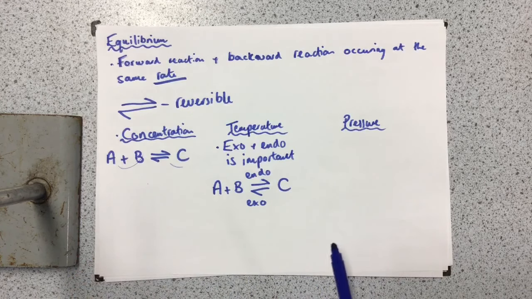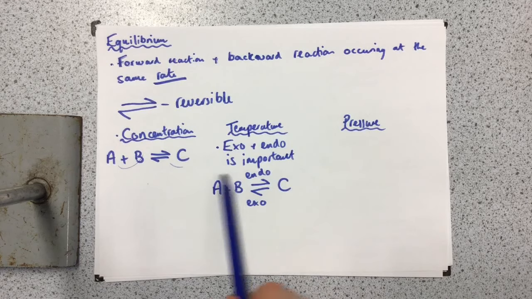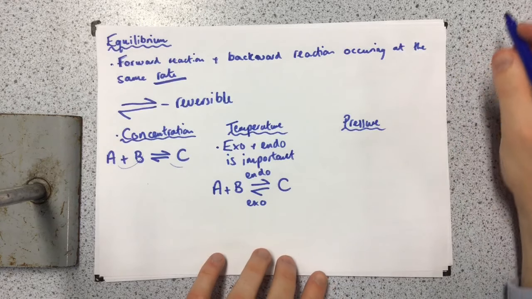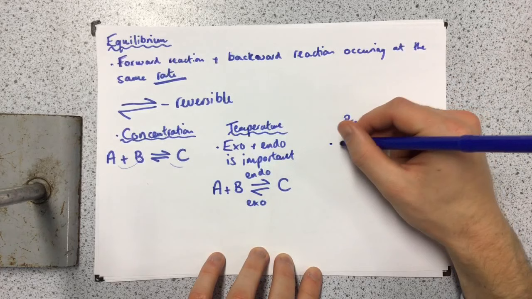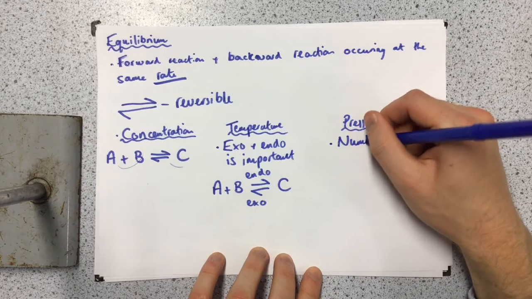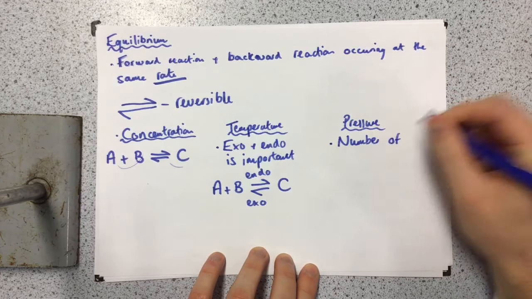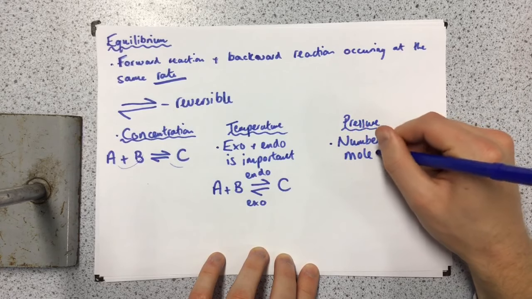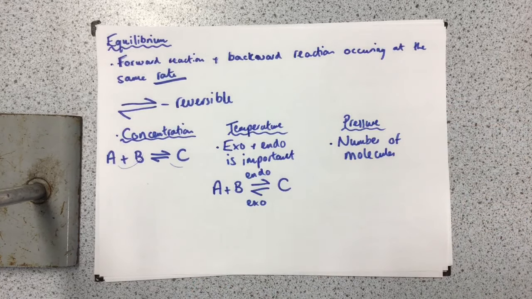So that would be the one that would benefit from that scenario. So therefore, we'd produce more of A and B. For pressure, it's all to do with the number of molecules. So that's the important part. I'm going to show you an exam question, then move on to spec 7.